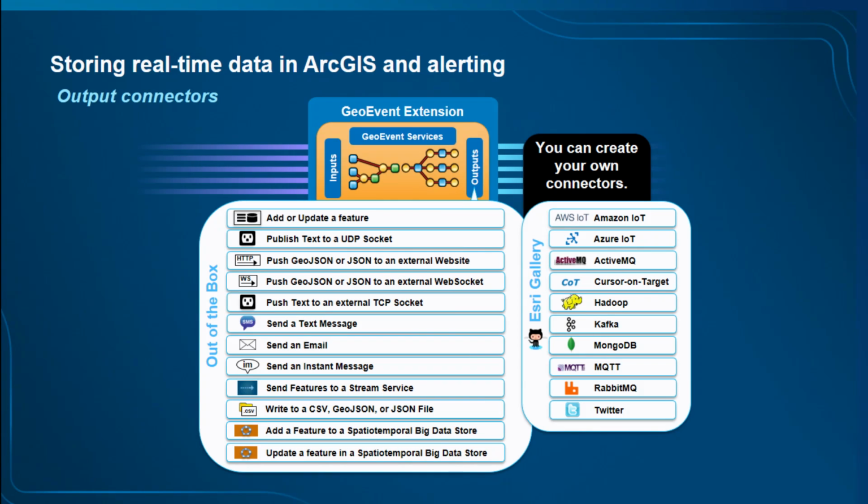So for output, we can also send data from GeoEvent Server to different sources. We can update feature services. We can put it into the big data store. We can send to MQTT. We can send to text-to-speech, whatever you can see.